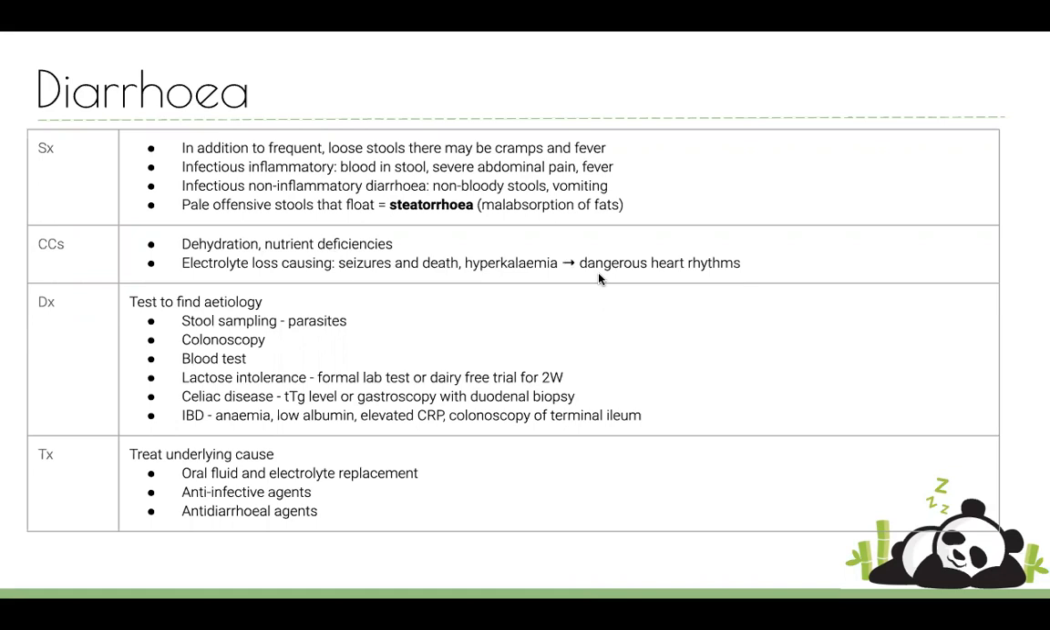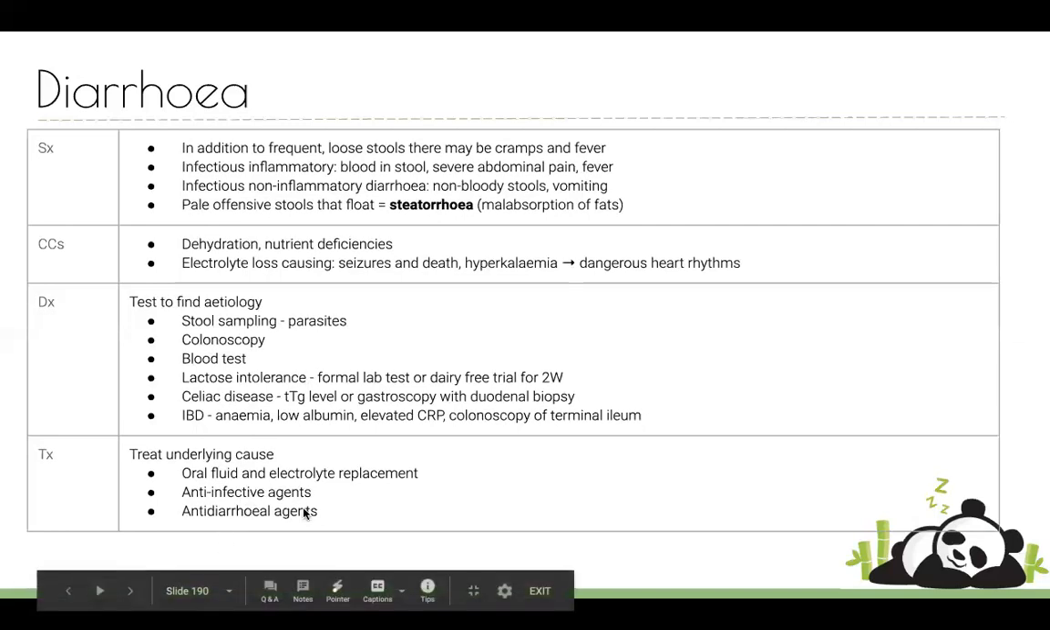In particular, hyperkalemia is very high yield in second year because it can lead to dangerous heart rhythms, alongside things like magnesium. Usually you test to find the etiology via stool sampling, colonoscopy, which is when they stick a long tube with a camera on its end up the butt, and it can travel all the way past the sigmoid colon, up the descending, across the transverse, and down the ascending, and then it has to stop there because of the ileocecal valve. And then you can test for specific things like lactose intolerance, celiac disease, or IBD. And you'd usually treat the underlying cause.